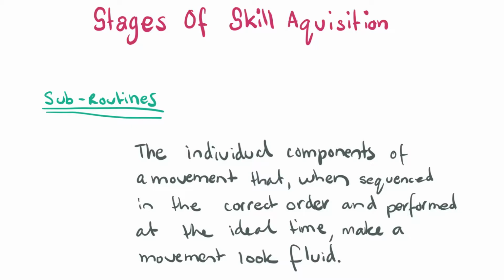The first one is subroutines. Now, subroutines are the individual components of a movement that, when sequenced in the correct order and performed at the ideal time, make a movement look fluid. So, for example, if we have a whole skill and we break it up into small little parts, we call these smaller parts subroutines. So we practice these smaller parts and put them all together as we become better at the skill.